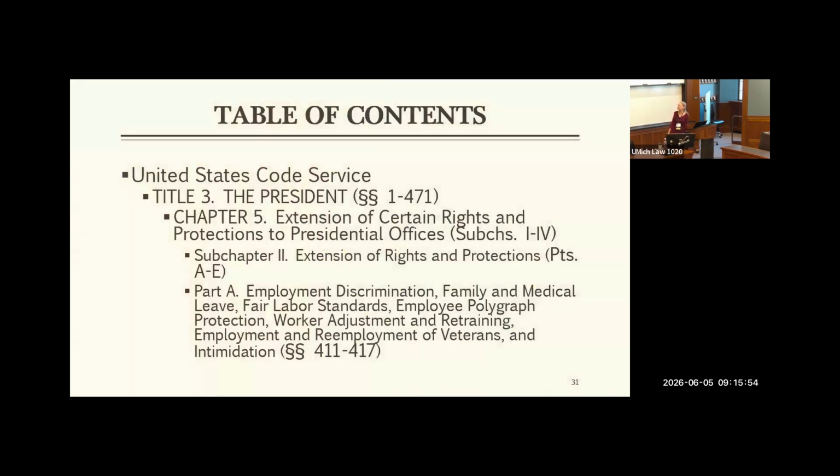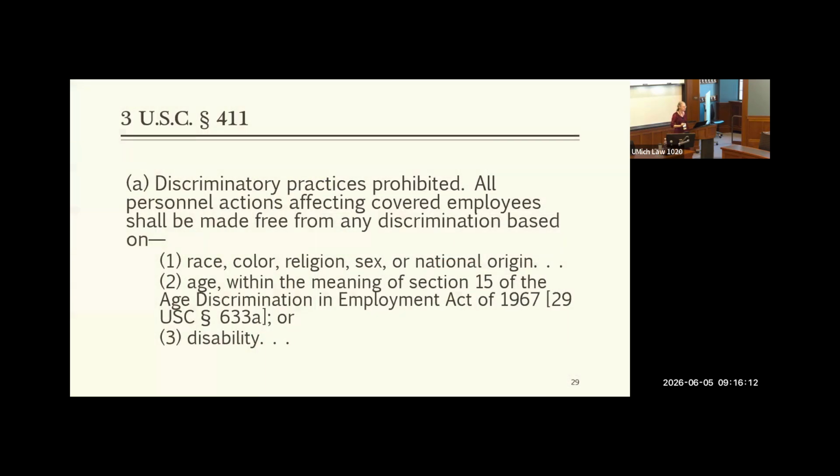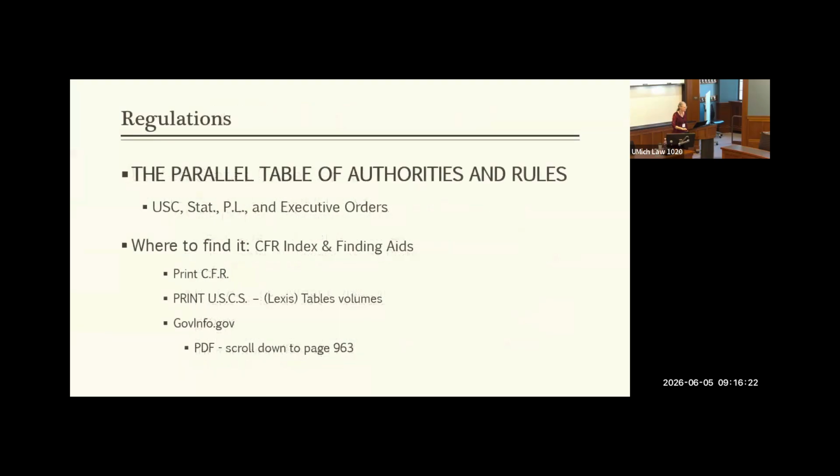So here's the table of contents. If you were looking at that section and you backed up to the table of contents on Lexis or Westlaw, this is what it would tell you. President, extension of rights, employment discrimination, family and medical leave. And it's also the thing about you need to look at the definitions. Who's a covered employee? That's a clue. So all of those things are better in books.